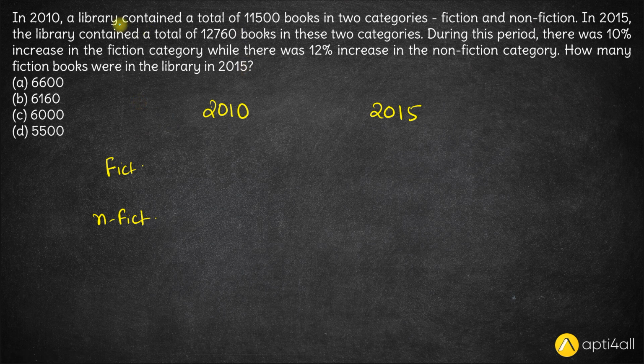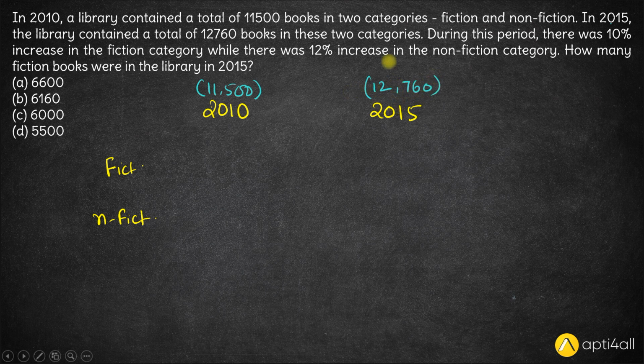So in 2010 we have a total of 11,500 books in the library, which will be either fiction or non-fiction. We'll see to that later. Now what's given further is in 2015 the library contained a total of 12,760 books. So this total number becomes 12,760 in 2015.